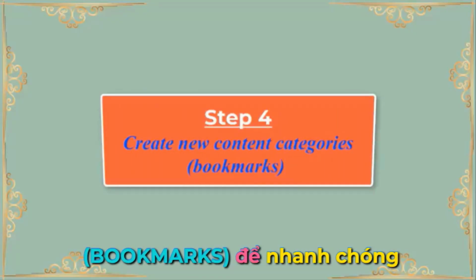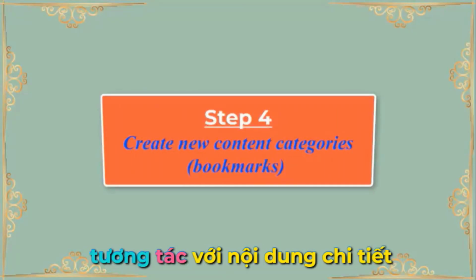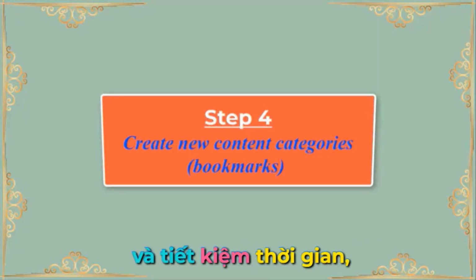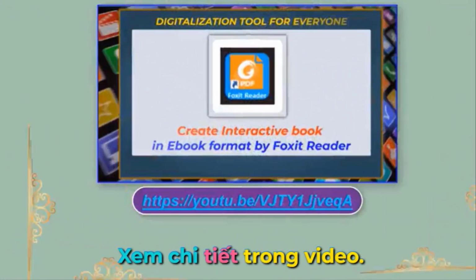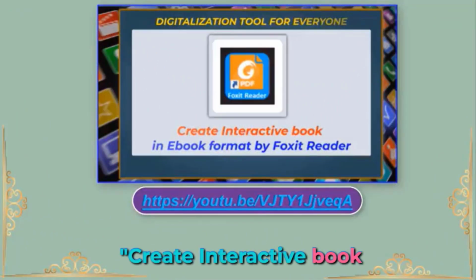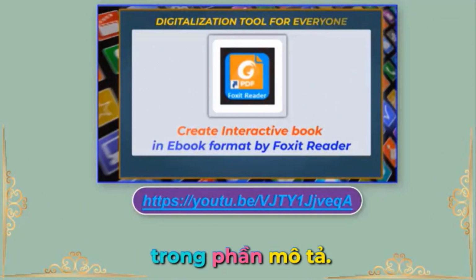Step 4. Create new content categories, bookmarks, to quickly interact with detailed content and save time. See details in the video. Create interactive book in ebook format with the link in description.